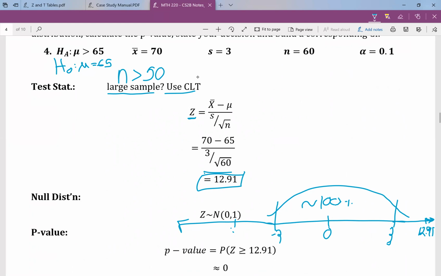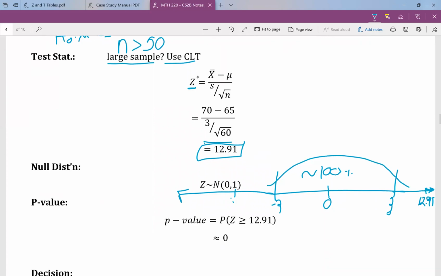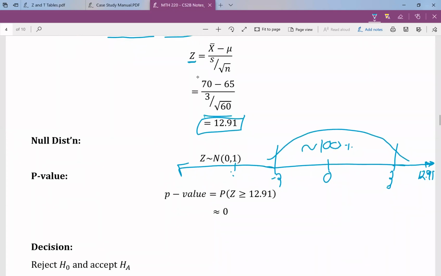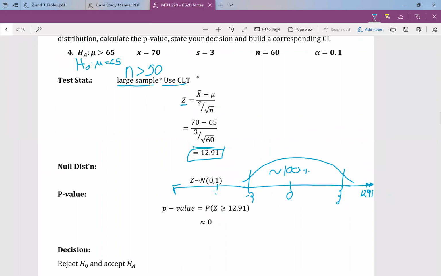Okay, so if the p-value is low, what do we do? Reject H0 and accept HA. Yes.